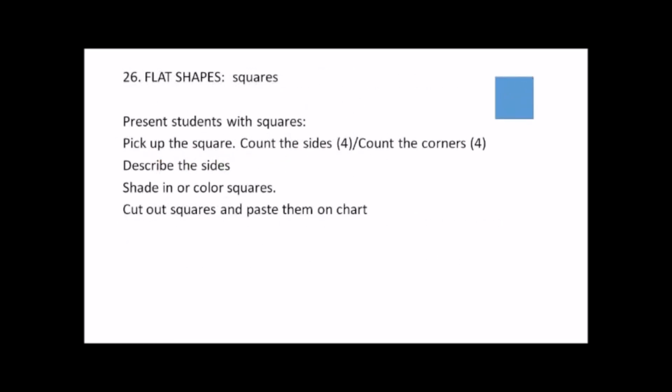Okay, flat shapes, and we move on to squares now. You must present them with squares. Pick up the square, count the sides, count the corners, describe the sides, shade in or color the squares, cut out squares, and paste them on charts. Make sure they understand that the square has 4 equal sides. That's important. It is a rectangle with 4 equal sides. That's why it's called a square, so there's a special name for it.